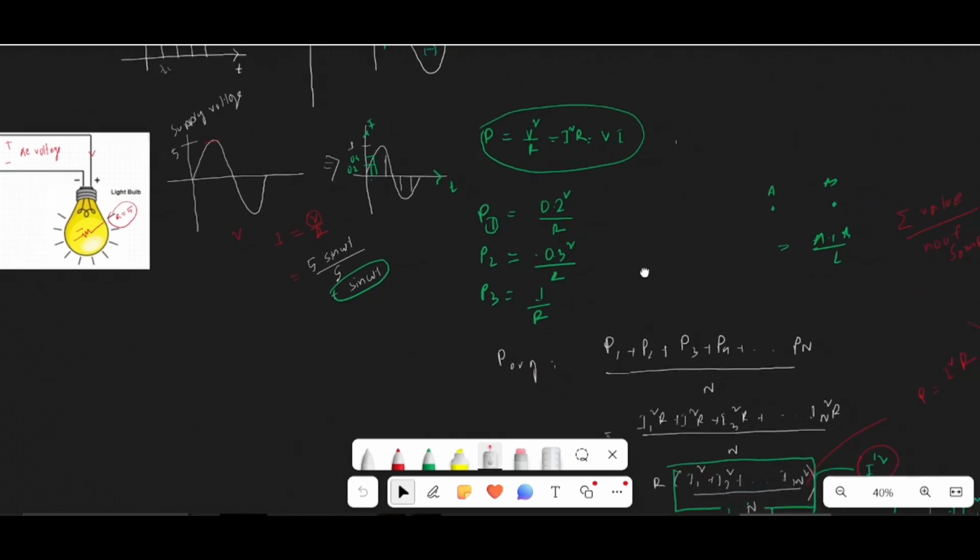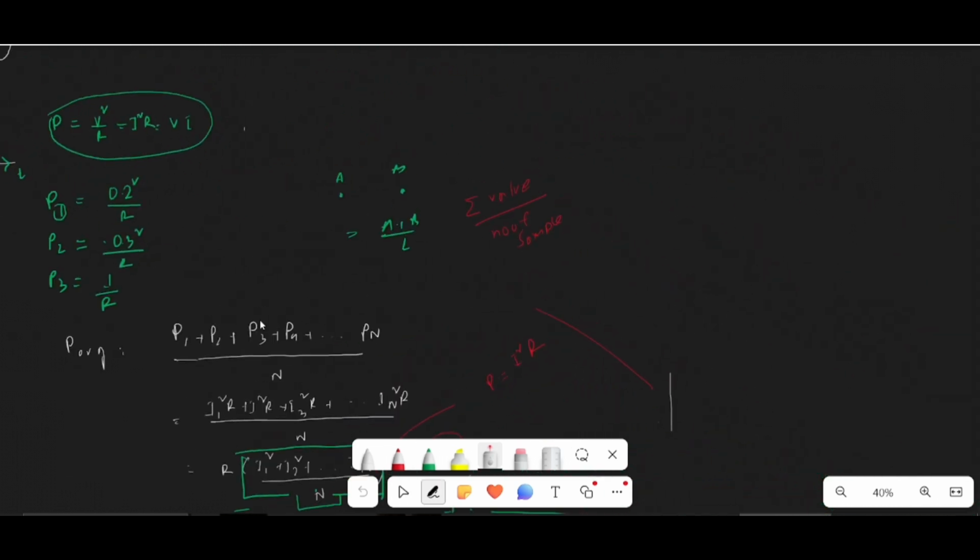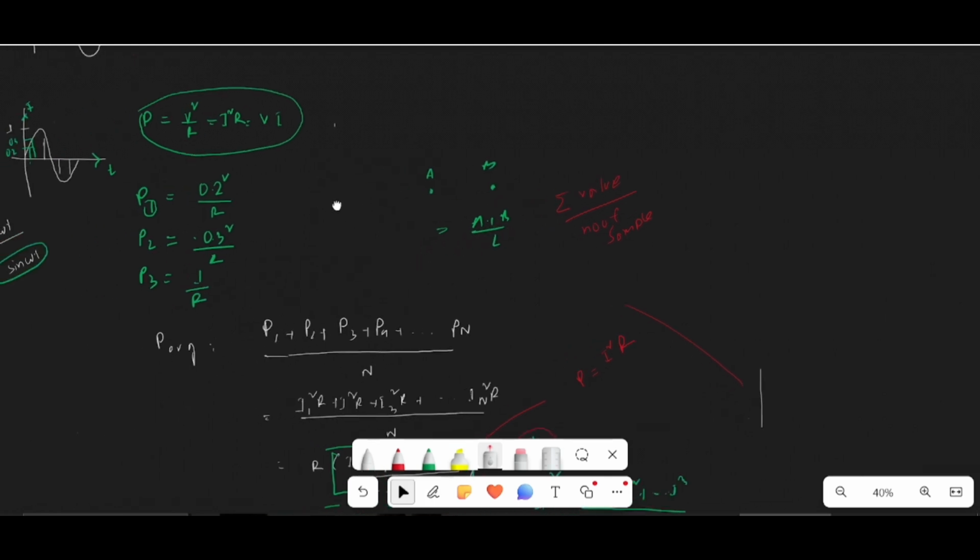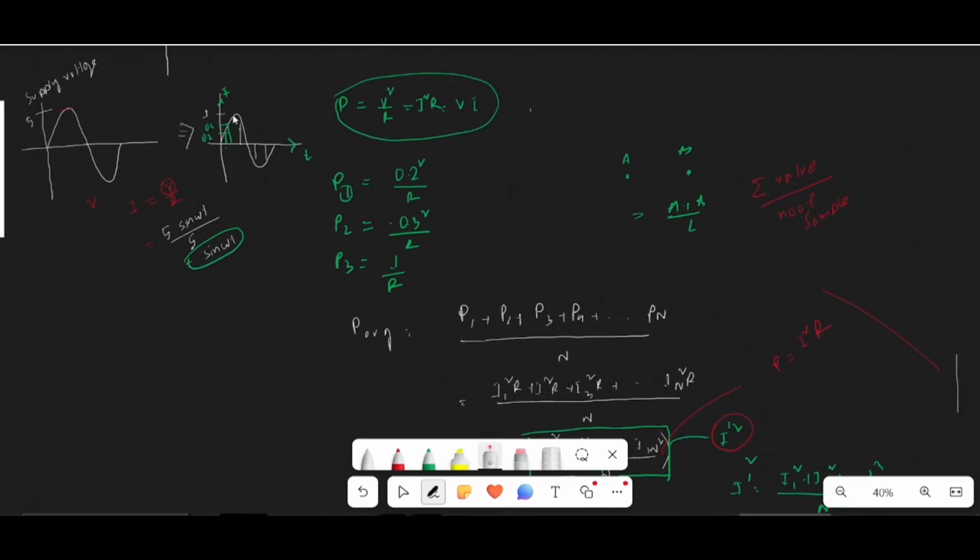How do we actually calculate average power? Before calculating average power, let's recap what average actually is. Average is the sum of the values divided by the number of samples. If there are two values, A and B, and there are 2 points, A and B, what will be the average? The average will be A plus B divided by 2. So let's say then how we will calculate the average power here. Let's say we take n samples.